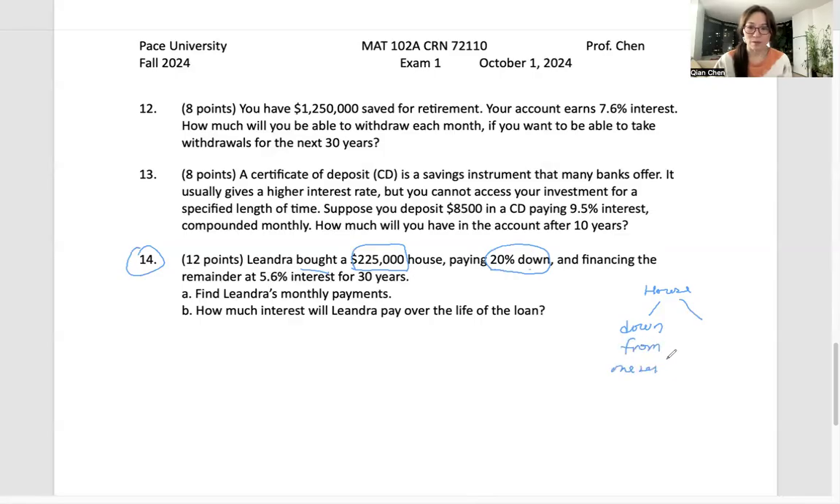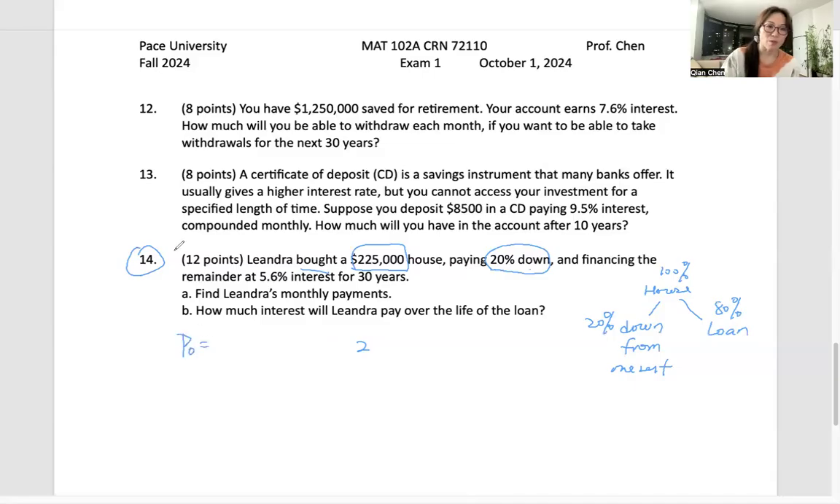Okay, and then the rest you make loans. So if this person put 20% down, or we could think this way: if she put 20% down, that means she needs an 80% loan, right? The total is 100%. The price of the house is 100%. So that means we can calculate P naught.